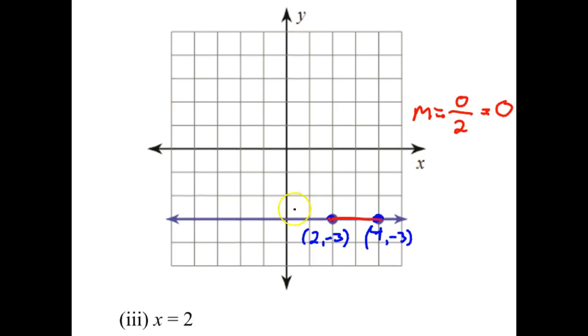Or you could use the formula, plug that in, and you'll find that on the top you'll get -3 plus 3, which is 0, and then 2 minus 4 on the bottom, which is -2. Same thing.